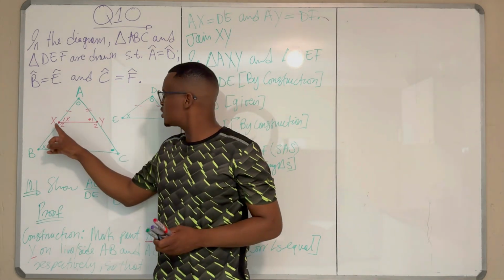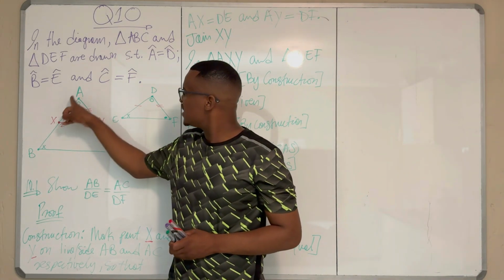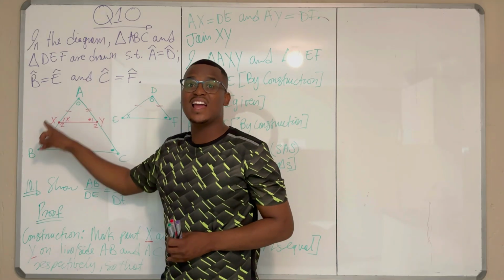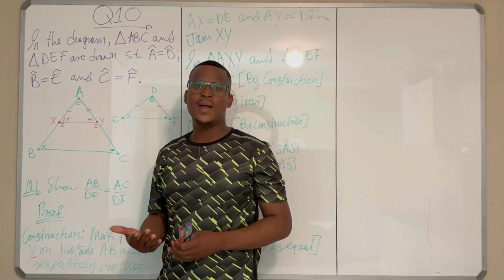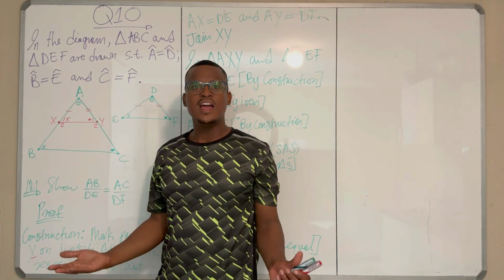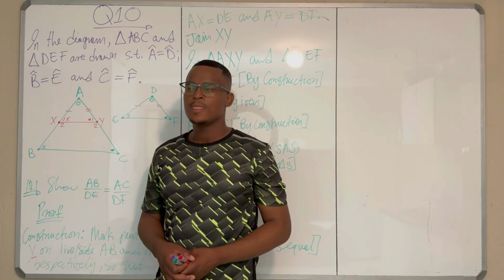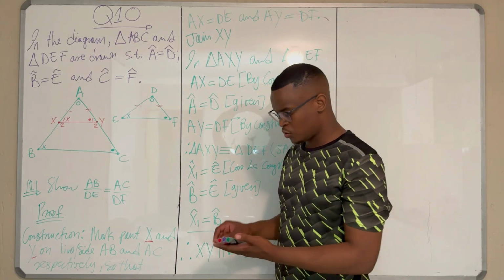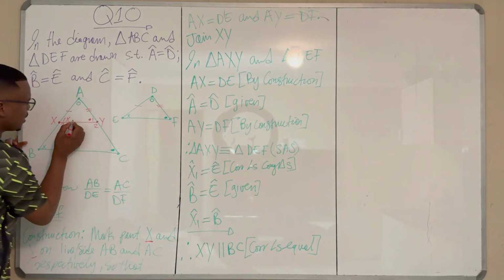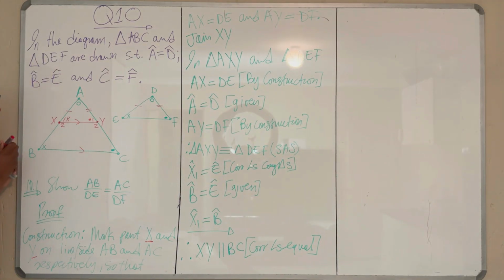Because you have two lines, XY and BC, both intersecting the same line AB, the transversal AB, at the same angle, which means they have the exact same orientation. Therefore, they are parallel. So we can add that information, and say this is parallel to this.